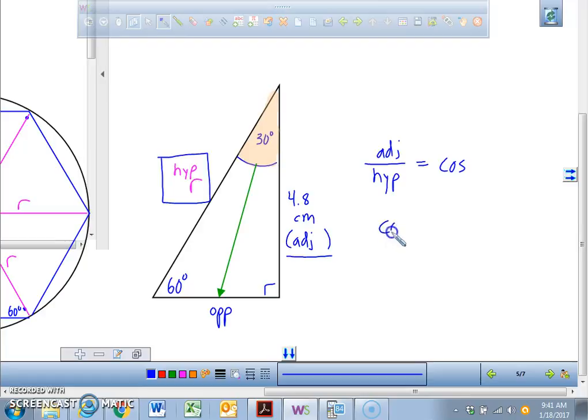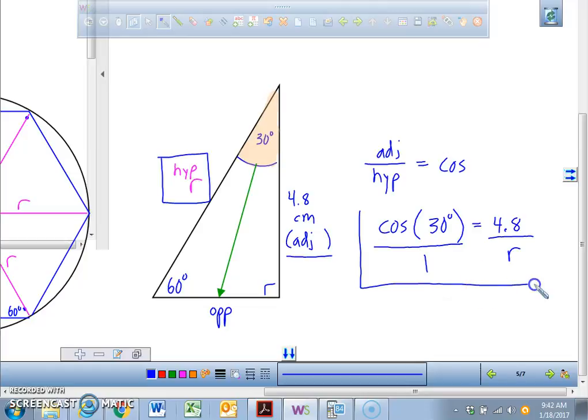So we would say the cosine of what angle? The 30-degree angle equals my adjacent side, which happens to be 4.8 centimeters, over my hypotenuse known as R. And R represents the what? The radius of the circle. Simply place this over a 1. And what have we created? We created a proportion that we can solve for.